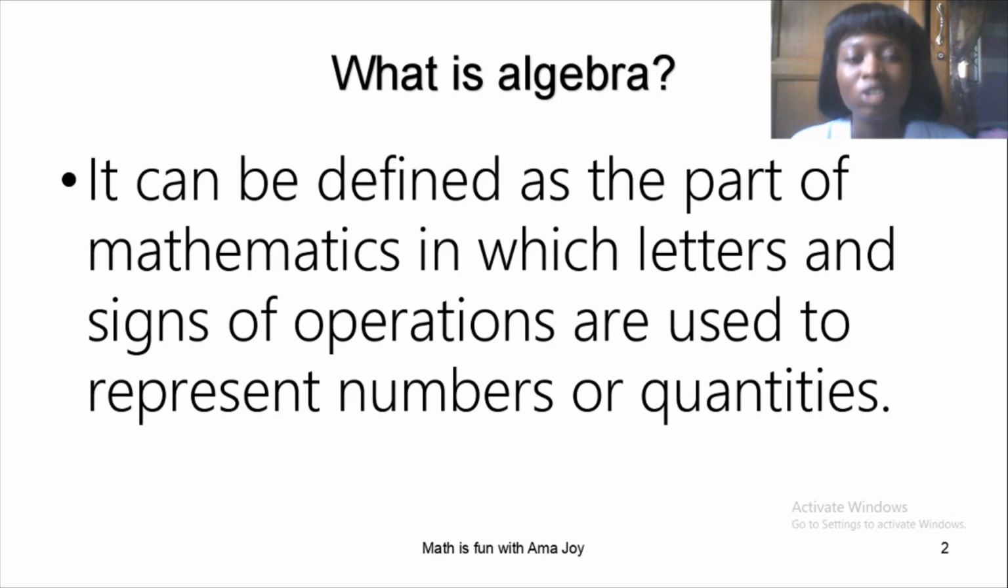So what is algebra? Algebra can be defined as the part of mathematics in which letters and signs of operations are used to represent numbers or quantities. So we have different aspects of mathematics, and algebra is just one aspect of it where we use letters and signs of operations to represent numbers or quantities.